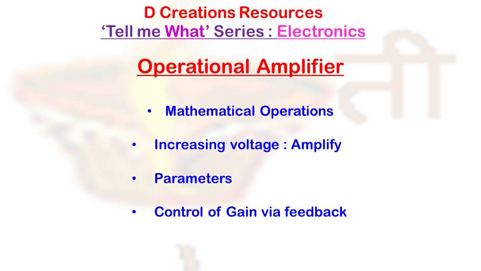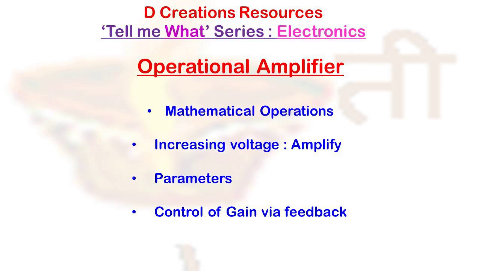Now, there's open loop gain. The name itself tells you open loop. So basically it's a gain without positive or negative feedback. And an ideal OpAmp has infinite open loop gain, but for a real OpAmp, the value will range from 20,000 to 2 lakh and so on and so forth.